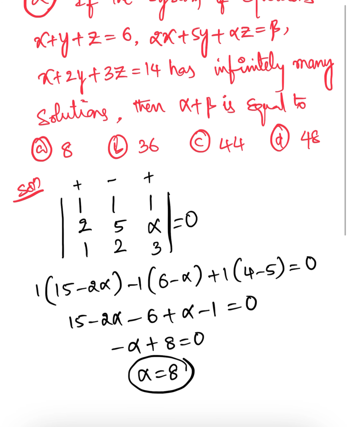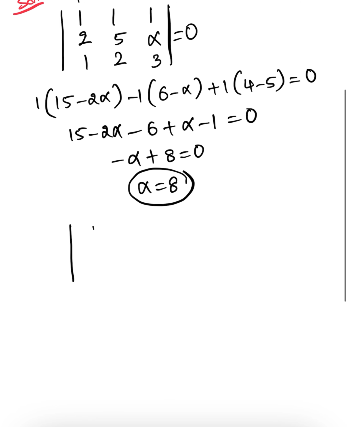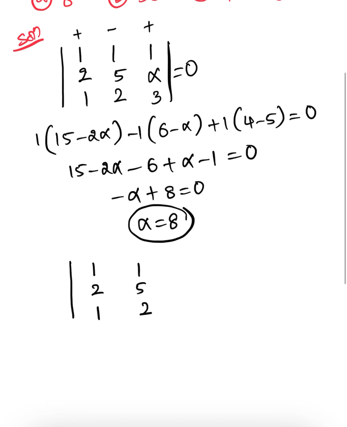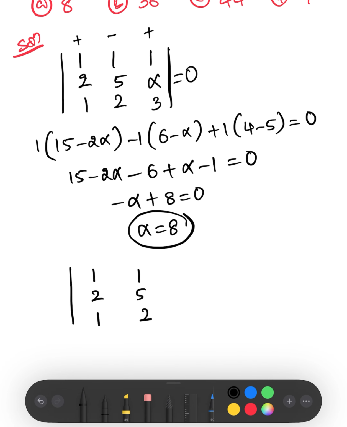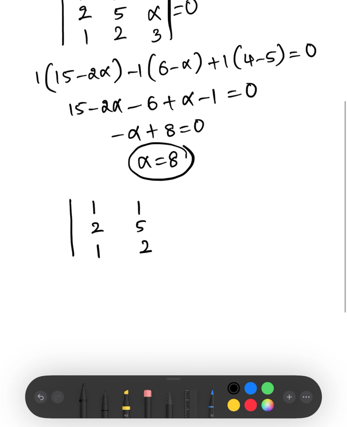Now we need to get the value of beta. Beta is on the right hand side, that is d1, d2, d3. I will remove the third column from this determinant, which is related to alpha. Now I insert d1, d2, d3 in the determinant, so the first two columns I write as it is, that is 1, 2, 1, 1, 5, 2, and this third column I'll arrange with d1, d2, d3, that is 6, beta and 14. Which is also equal to D. So this is very important.